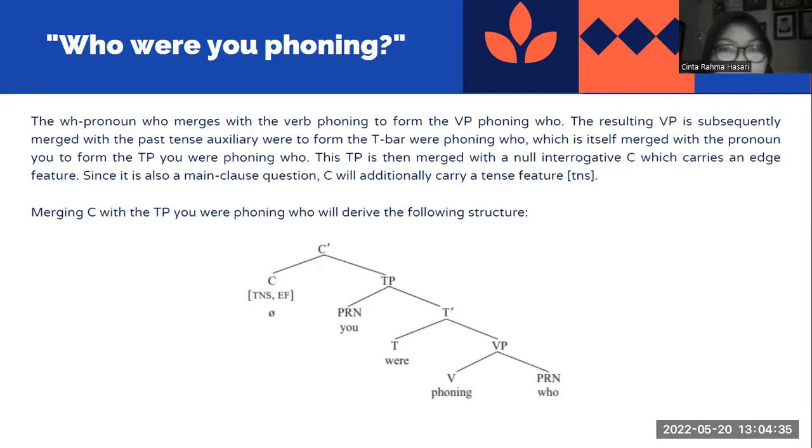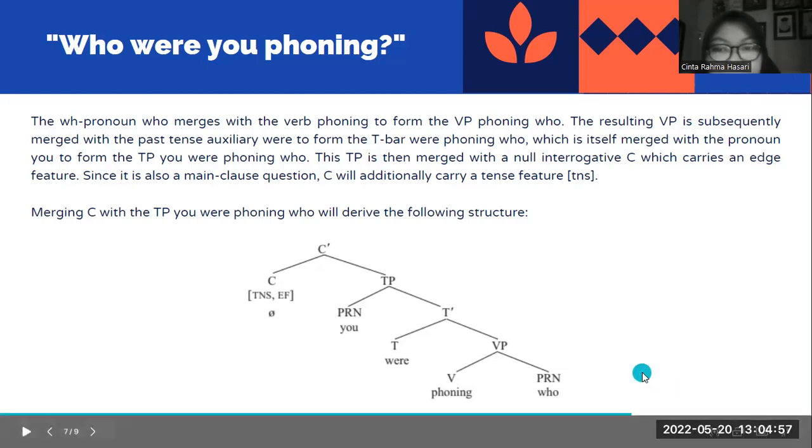This TP is then merged with a new interrogative C, which carries an H feature. Since it is also a main clause question, C will additionally carry the tense feature. So merging C with the TP you were phoning who will derive the following structure. Next slide, please.